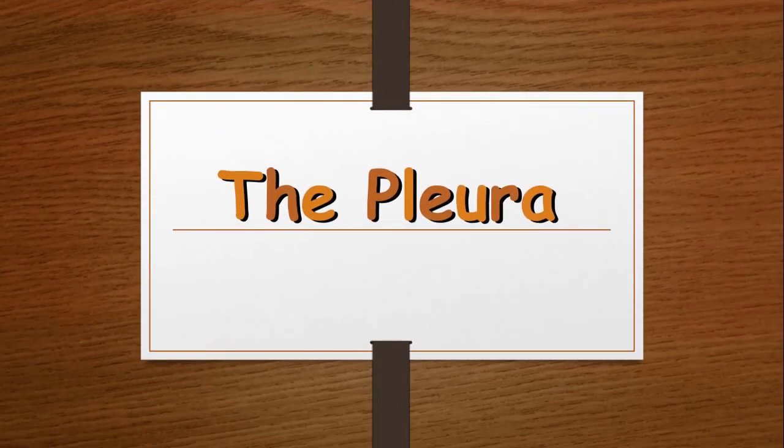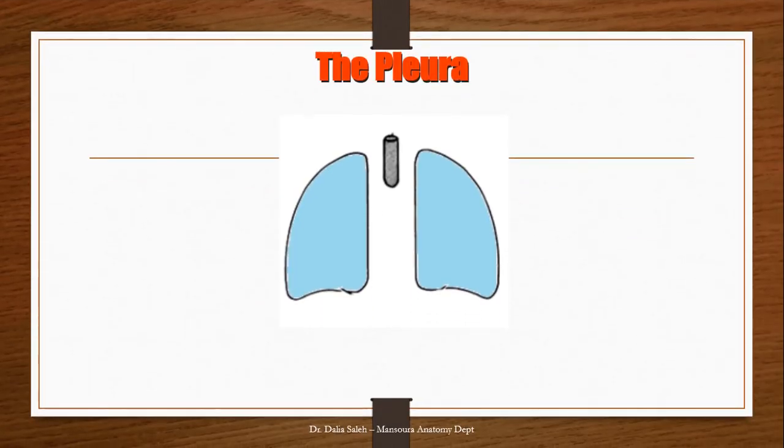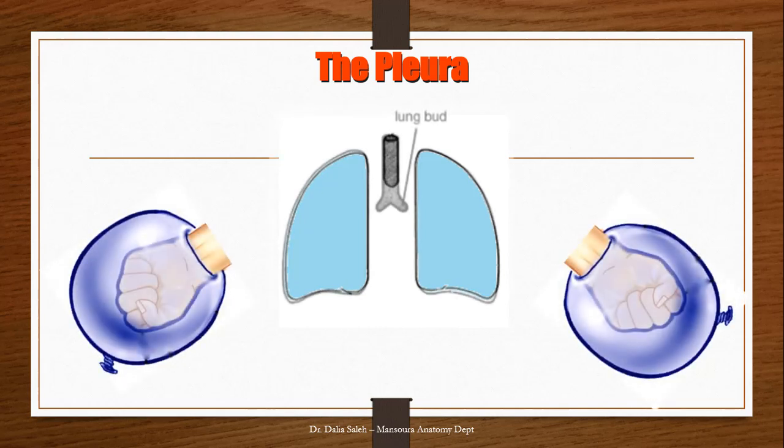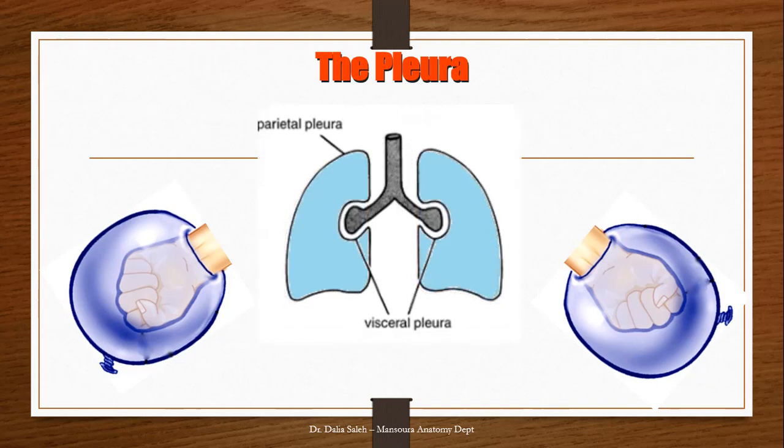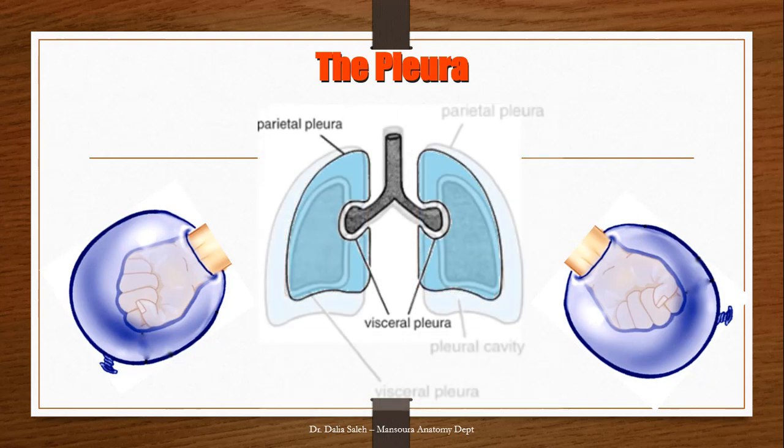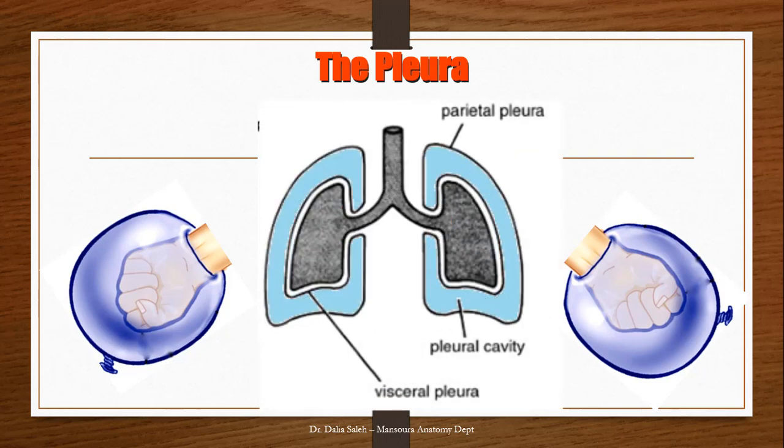To start first with the development of the pleura, here in this picture we can see the two pleural cavities and the laryngotracheal tube. Consider the pleural cavity as an inflated balloon. Then two lung buds appear from the laryngotracheal tube. Each lung bud will invade or invaginate the pleural cavity, and with further growth, the pleura will fold upon itself into two layers. The layer that is close to the lung bud is called the visceral pleura, while the outer layer is called the parietal pleura. And the space between these two layers is called the pleural cavity.